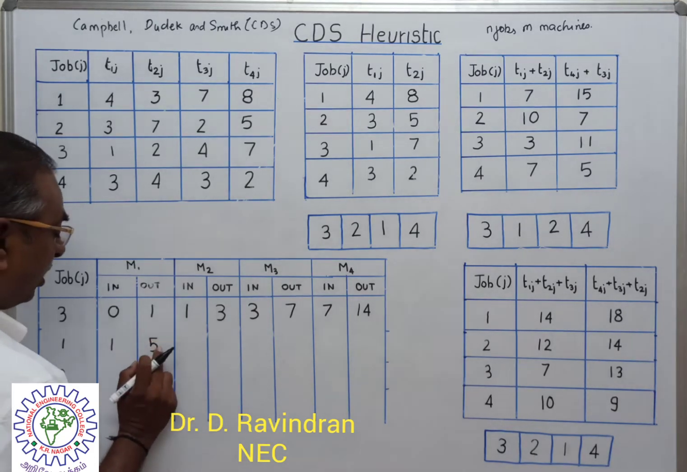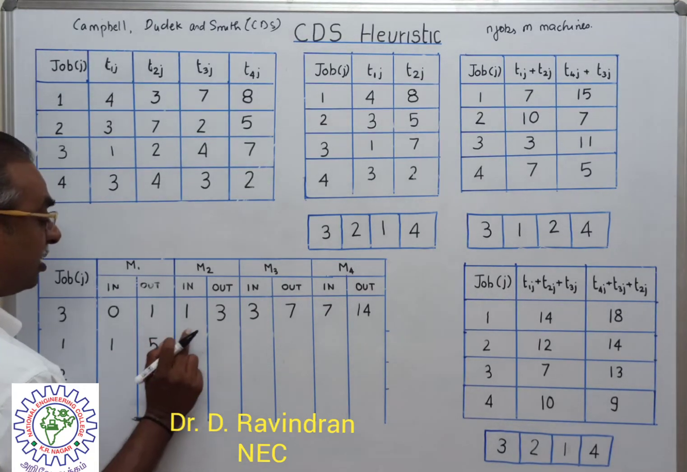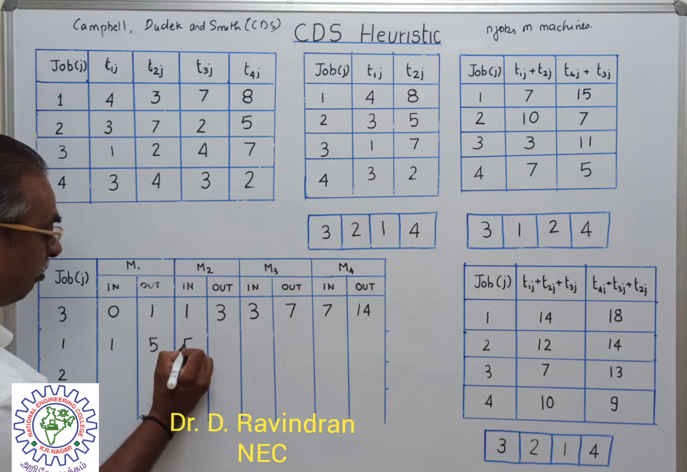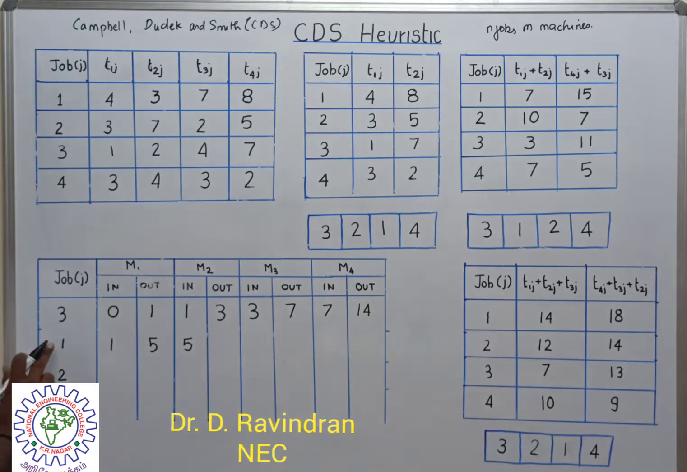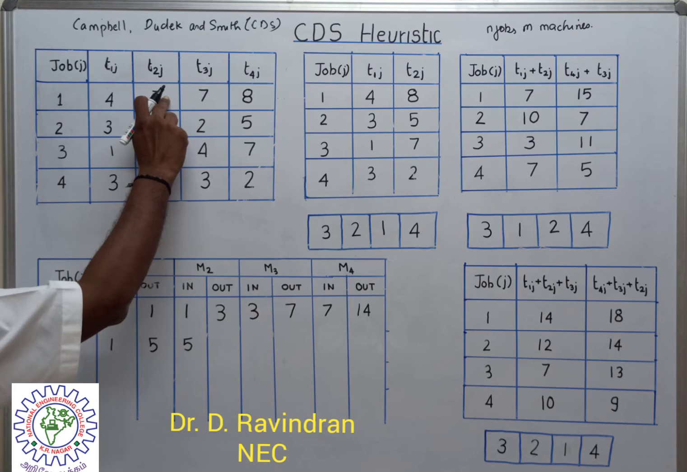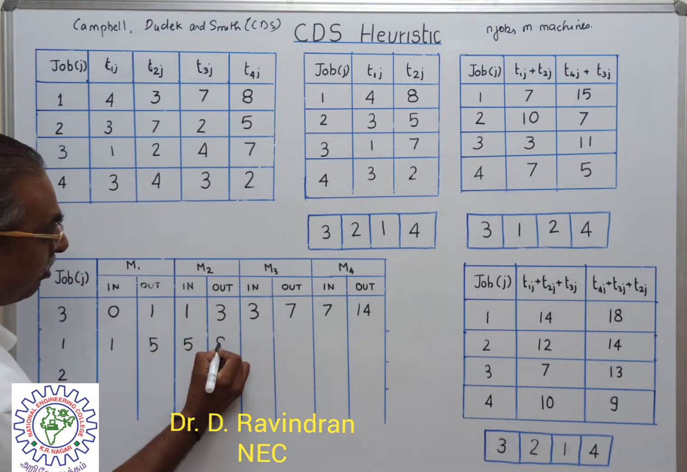Now, even though it is coming out at 5 hours, at 3 hours the machine is free, so the machine is waiting for 2 hours. At 5 hours only it can take up the next job. That means the first job enters the machine M2 at 5 hours. There it is processed for 3 hours. So at 8 hours it is coming out.